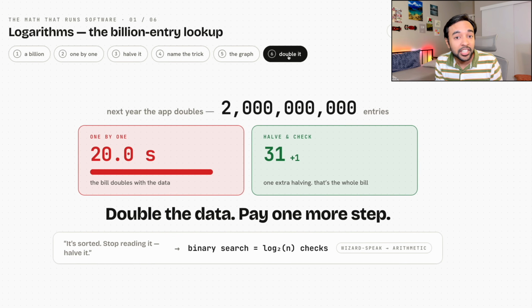Let us say next year your data doubled. You have 2 billion entries. Then how much time would you think it would take? It would just be one extra operation, because you are just halving your search space and then continuing. This is the beauty of logarithms and how you can design and predict how many operations I will take and how much compute power I will need.